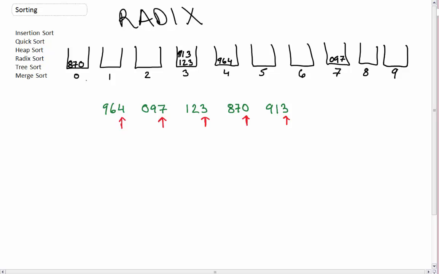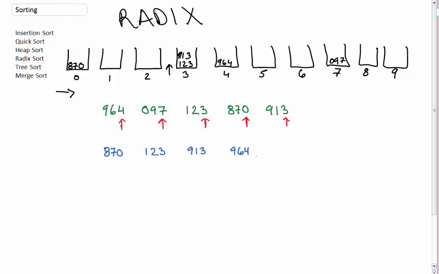So now what we do is we go in order from the 0 bucket onward, moving from the bottom of the bucket to the top to make a new list. So our new list here will be 870, and then 1, 2, 3, and then 913, and then 964. My 4s keep messing up. It's kind of annoying. And then 097.